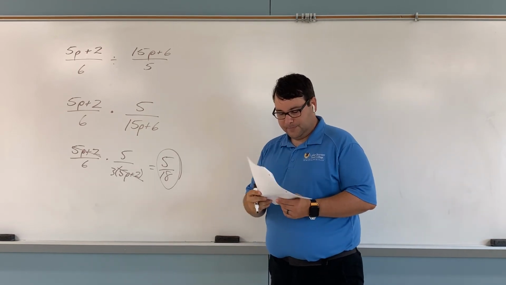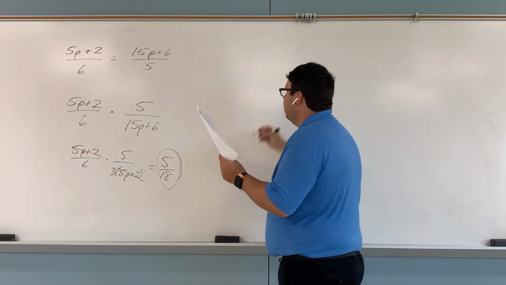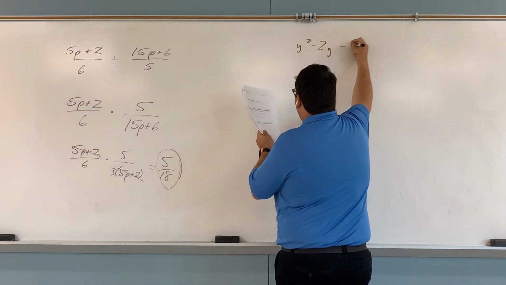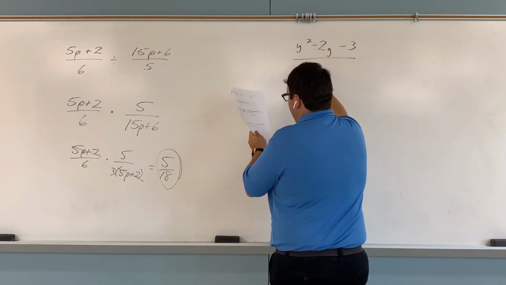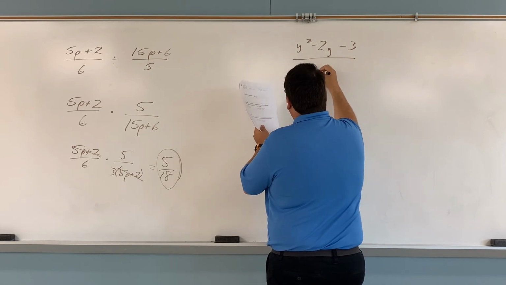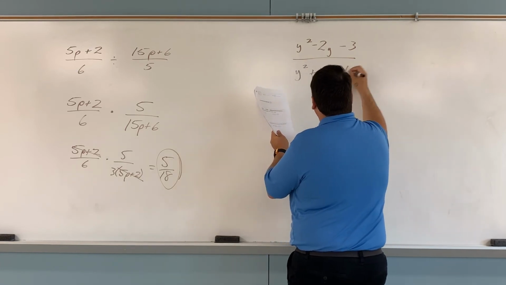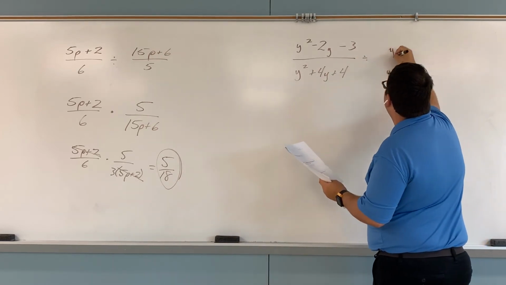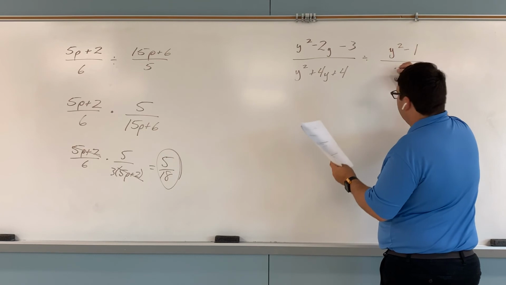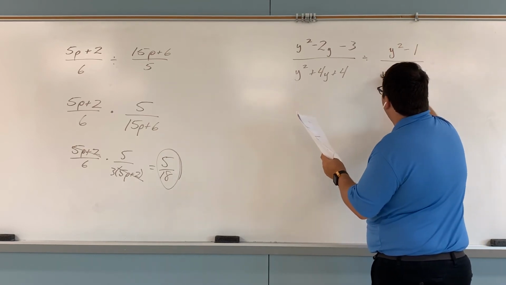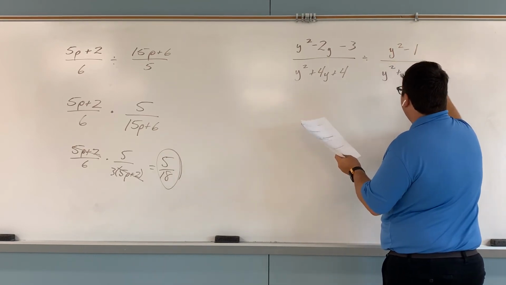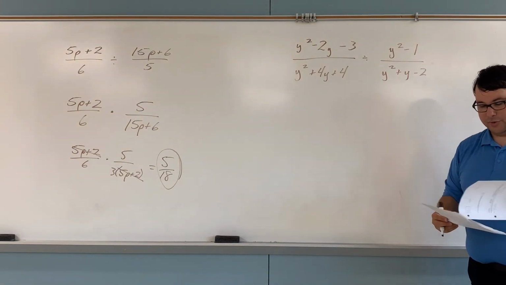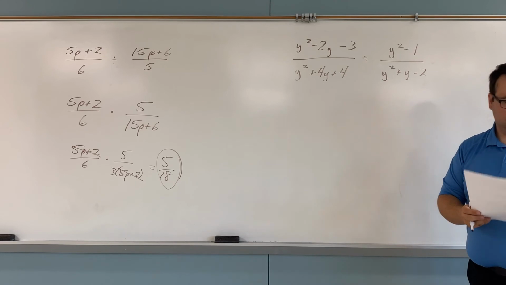And we're going to take it in steps. So I have y squared minus 2y minus 3 over y squared plus 4y plus 4, dividing by y squared minus 1 over y squared plus y minus 2. A lot of little pieces there. I'm making sure I wrote it completely.